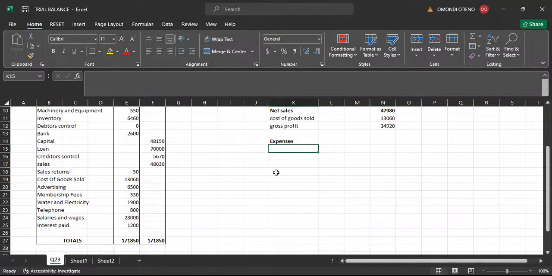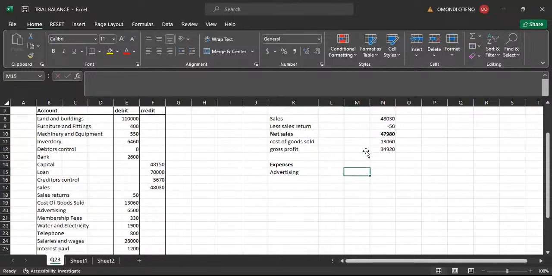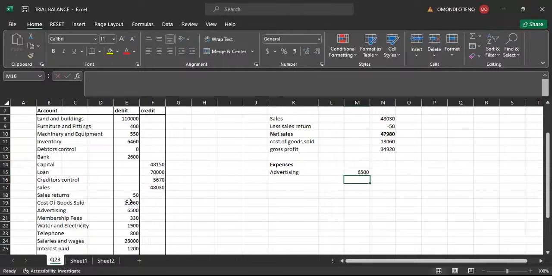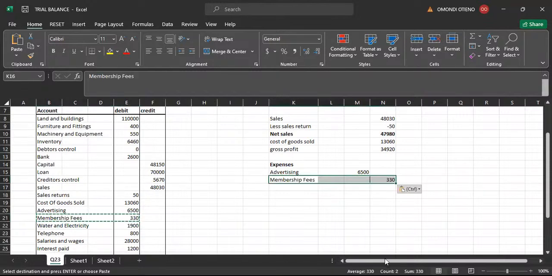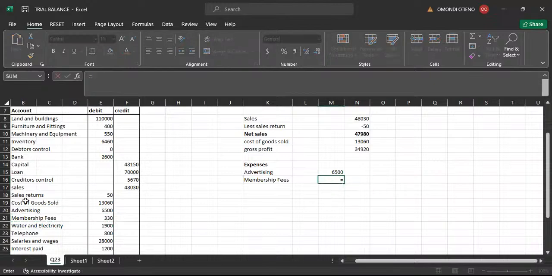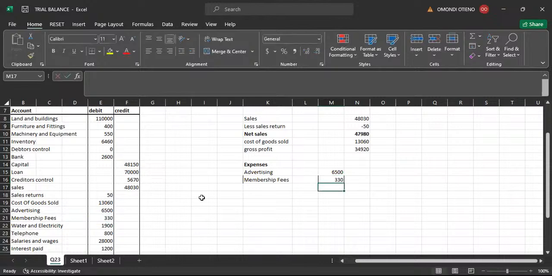First expense for this particular question. Our first expense, we have advertising. We can have it at this particular point. Advertising is equivalent to this value. So as you mentioned, you write it down. We have membership fees. I can just come and bring mine here. But what I want us to do is to refer to those figures. So just say we have membership fee. I come and pick it from this point. After membership fees, I'm able to see water and electricity.